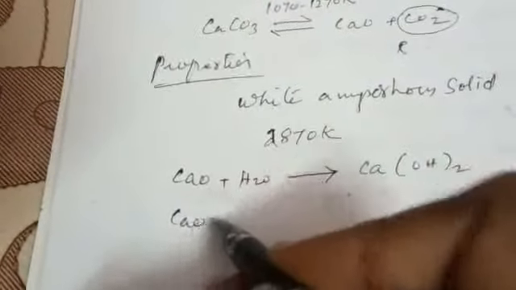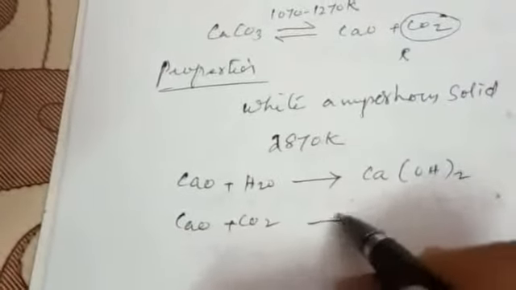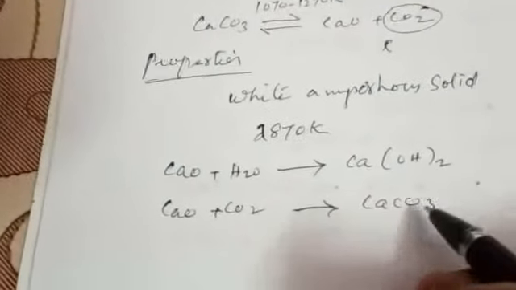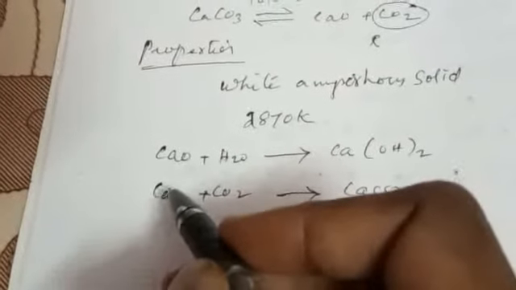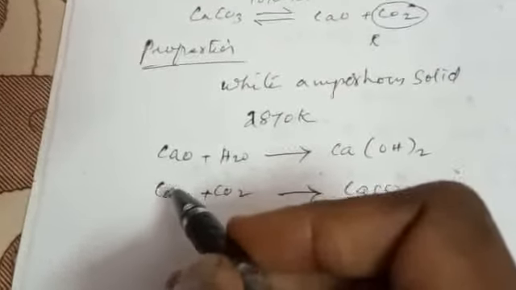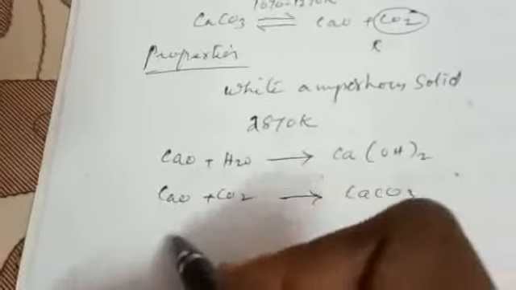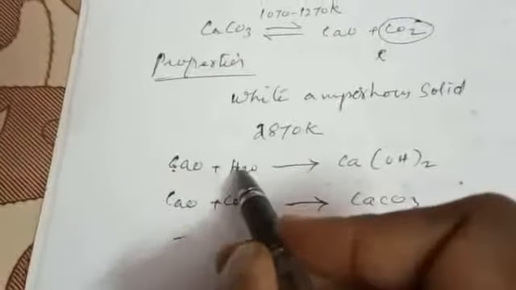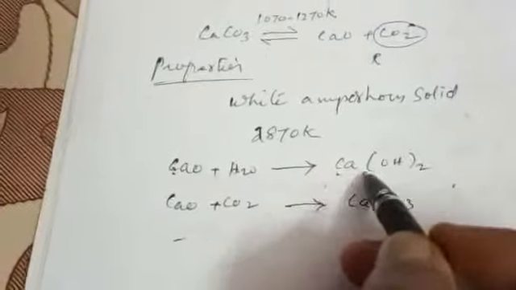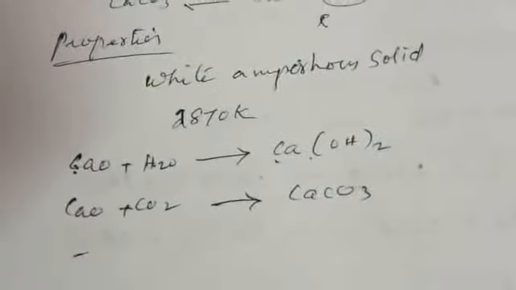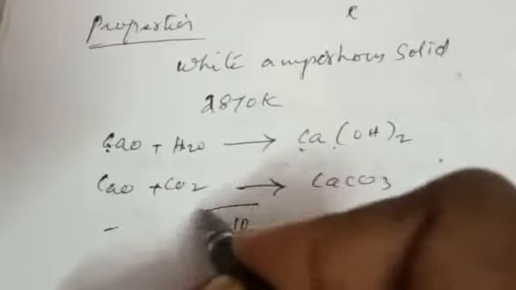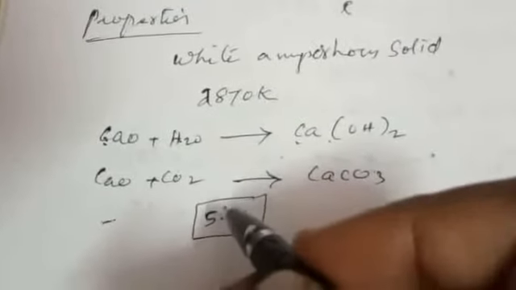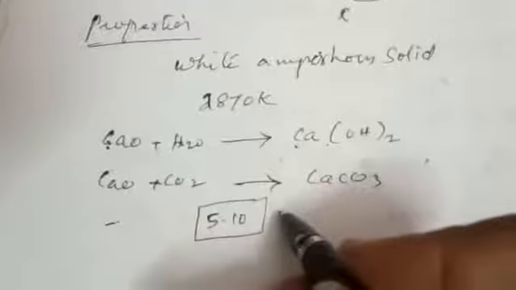Calcium oxide reacts with carbon dioxide to give calcium carbonate. Addition of a limited amount of water breaks up the lump of lime. Example: calcium oxide reacts with water to form calcium hydroxide. See diagram 5.10 in our book for the preparation of quicklime.